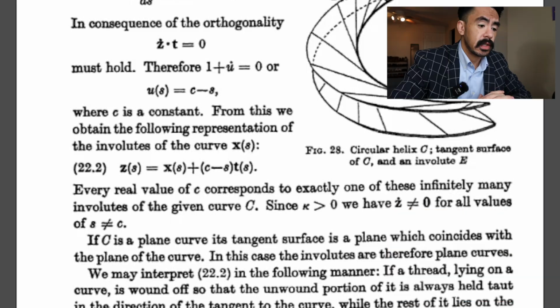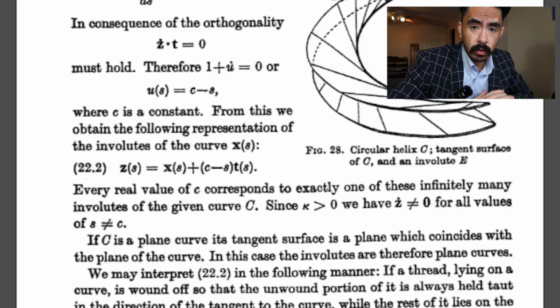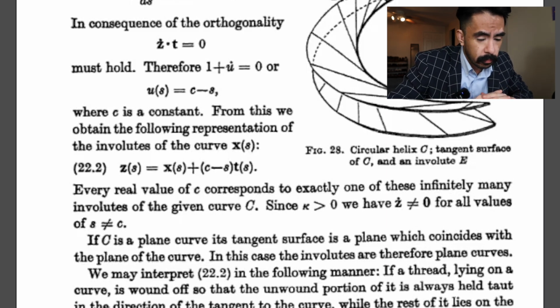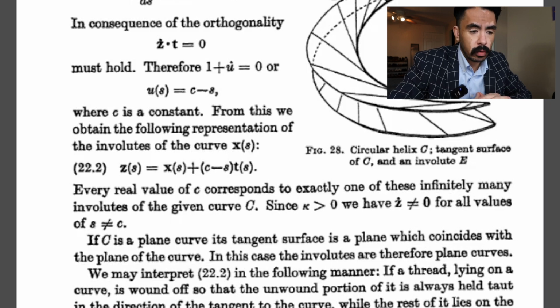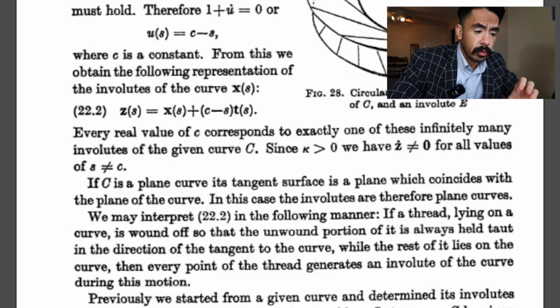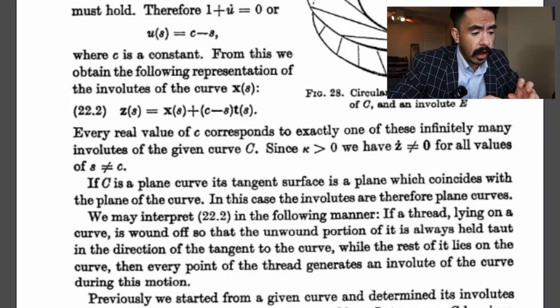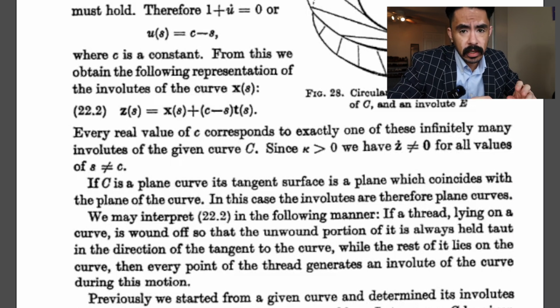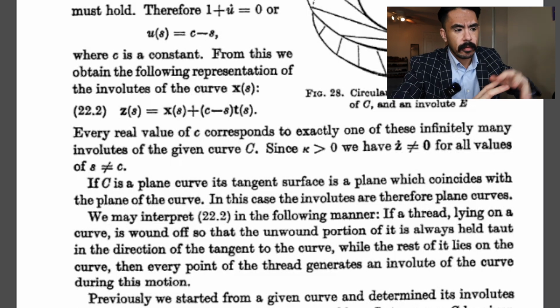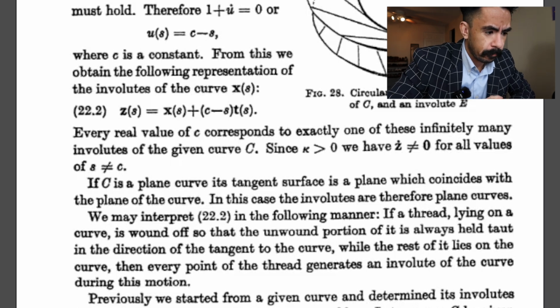Since kappa is greater than 0, not equal to 0, because we can't have vanishing curvature, then we have that z dot is non-zero for all values of s not equal to that constant c. So the derivative of the vector z in terms of arc length is non-zero for all values except the arc length at which we're defining this involute about.